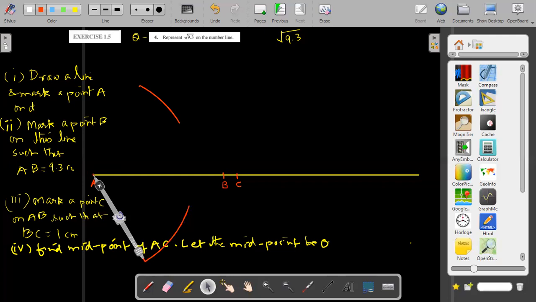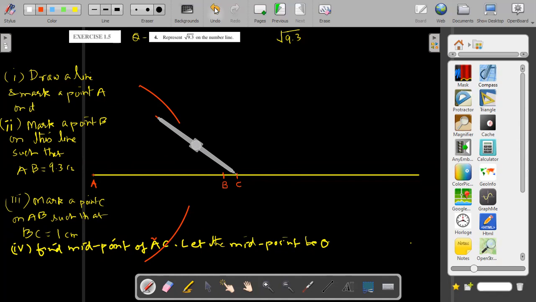Arc here. Now do not change the radius, and keep it at B. Then C. AC. You can see this. This is very, very important: we have the midpoint of AC. This is AC. Midpoint of AC.